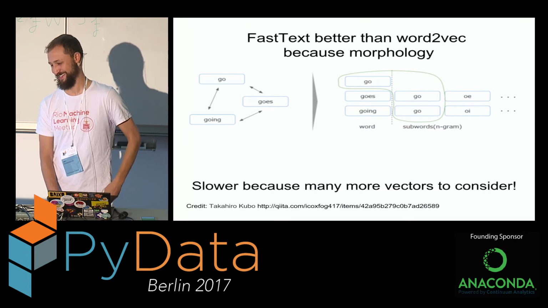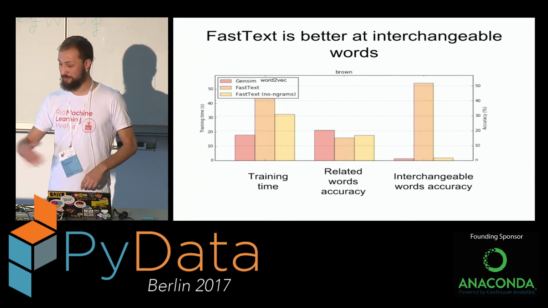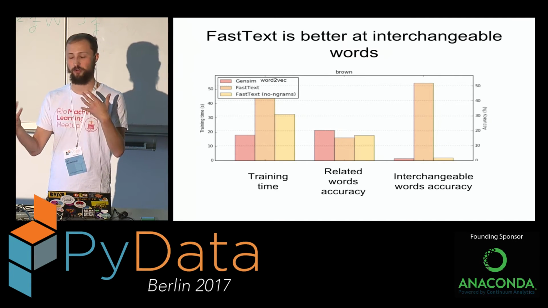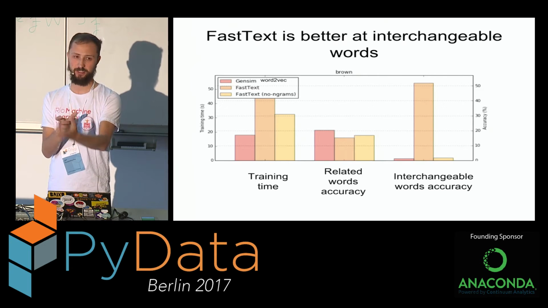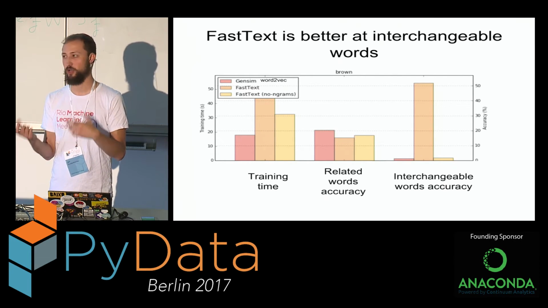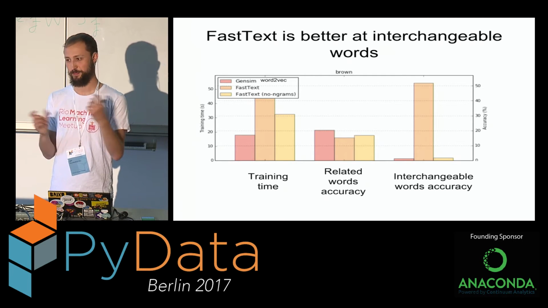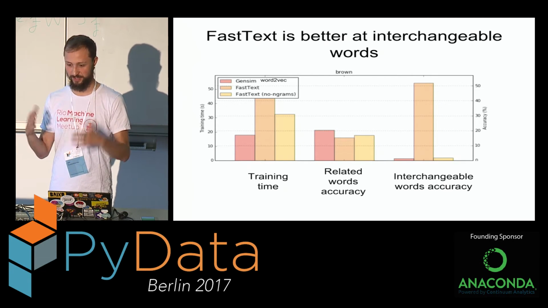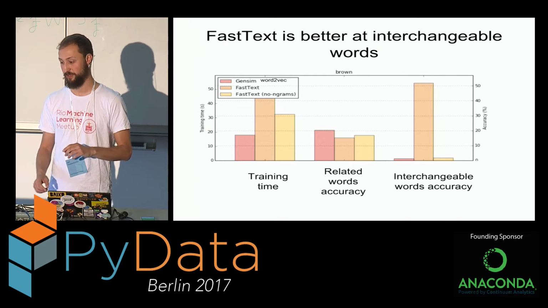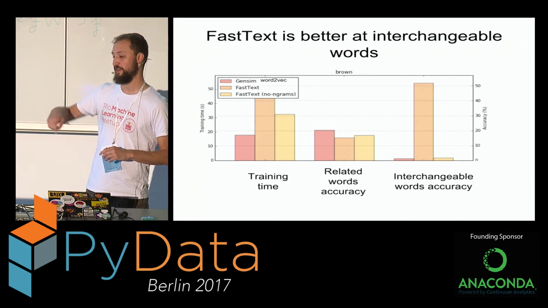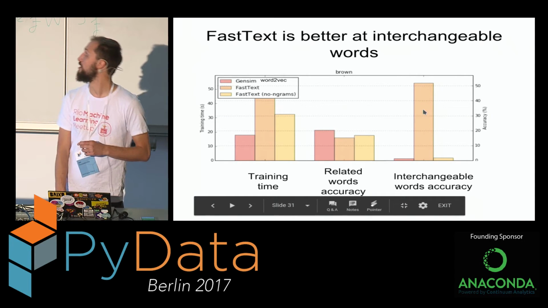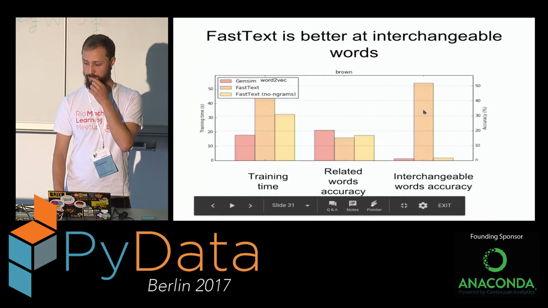I don't know. But it behaves much better for interchangeable words, because interchangeable words usually have some parts of the word shared between them, like "going" and "go". They're quite interchangeable. So looking at the subwords really hacks the interchangeable problem well. So you can see how for interchangeable words accuracy, fastText blows everything out of the water. You can see this big orange spike here.